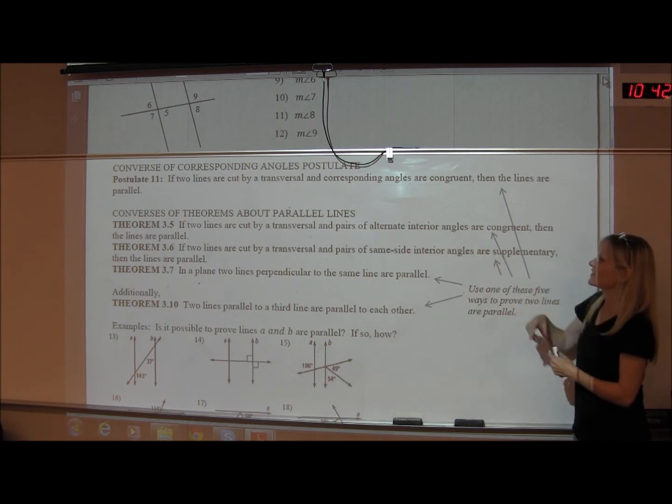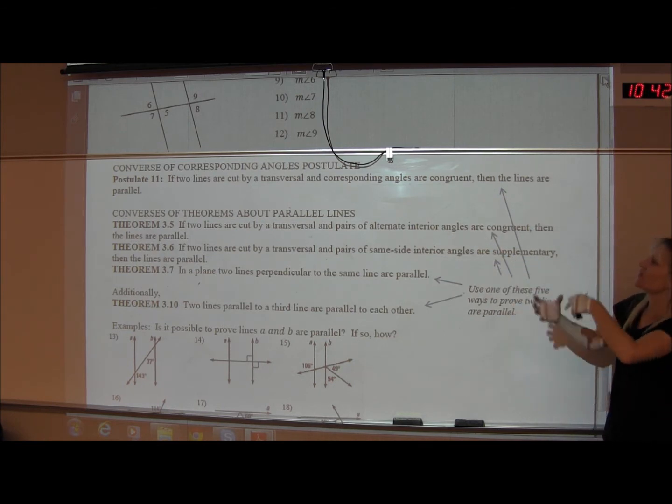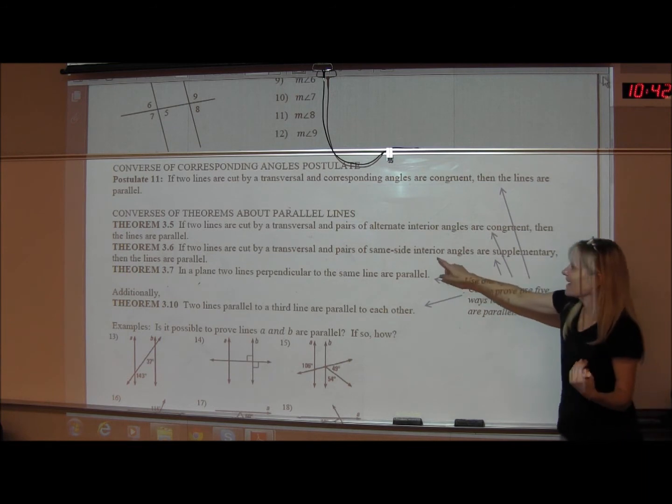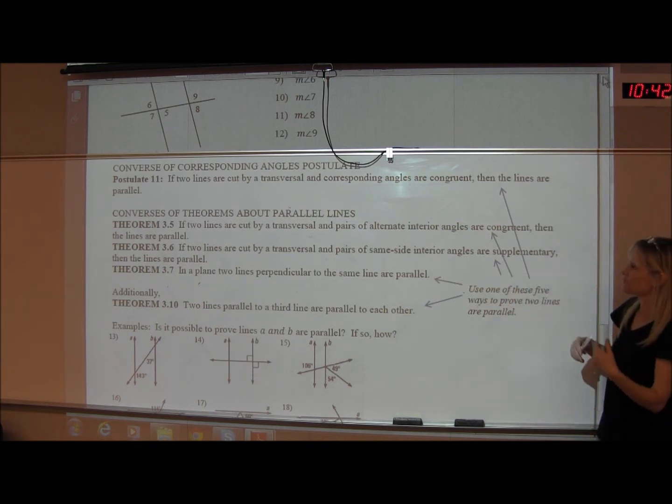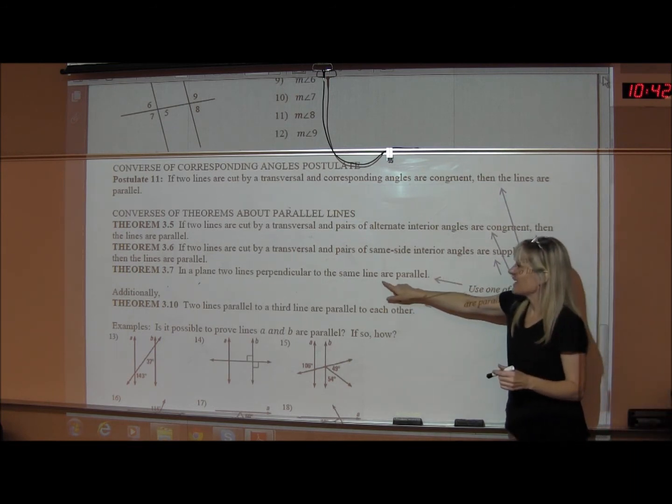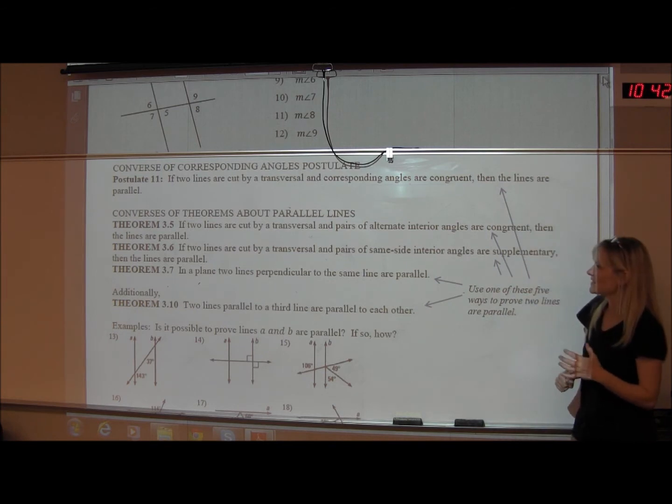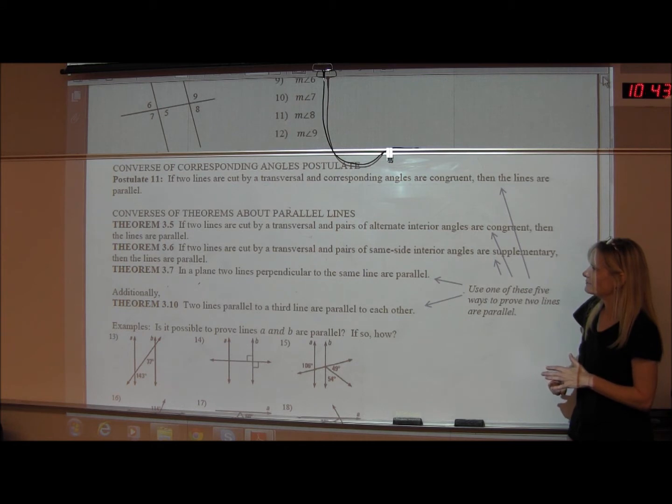Similarly, if the alternate interior angles are congruent, the lines are parallel. If the same side interior angles are supplementary, the lines are parallel. If two lines are perpendicular to the same line, then they're parallel. Okay?